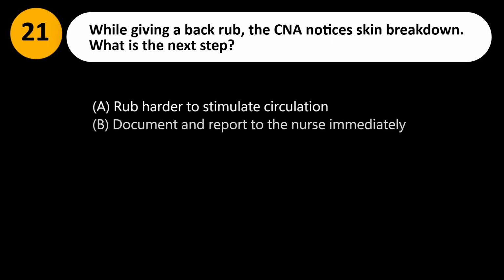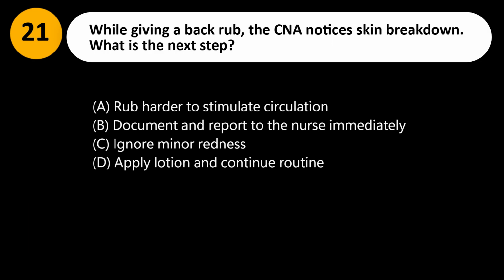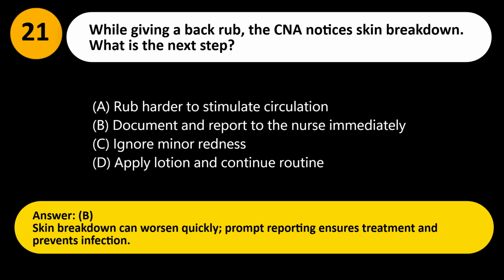While giving a back rub, the CNA notices skin breakdown. What is the next step? A. Rub harder to stimulate circulation. B. Document and report to the nurse immediately. C. Ignore minor redness. D. Apply lotion and continue routine. Answer: B. Skin breakdown can worsen quickly. Prompt reporting ensures treatment and prevents infection.